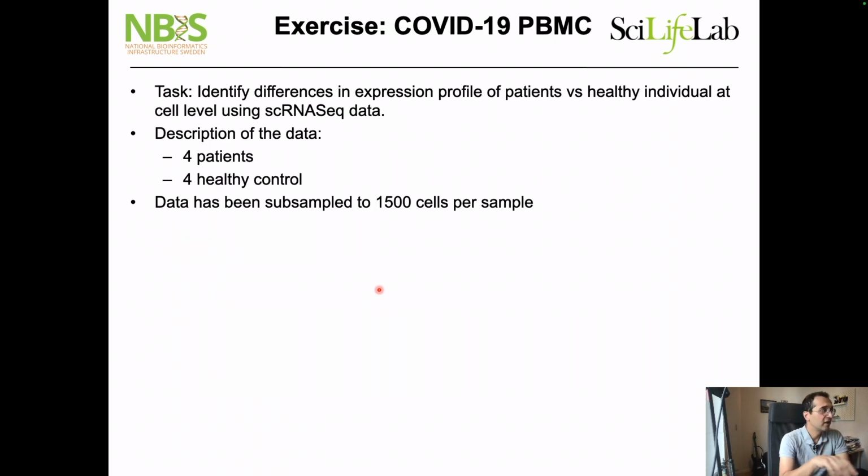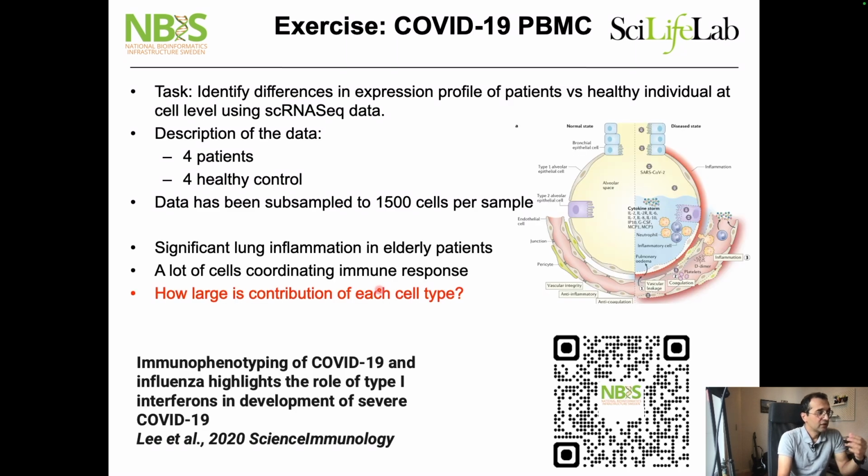A few words about the exercise. The task is to identify differences in expression profile of patients versus healthy individuals at single cell level. You have 4 patients and 4 healthy individuals, and the data has been subsampled to 1,500 cells per sample. Here, the information that you need to know is that it is a COVID-19 PBMC dataset.